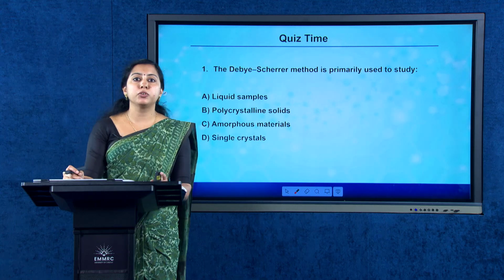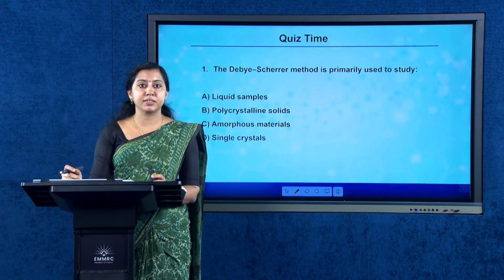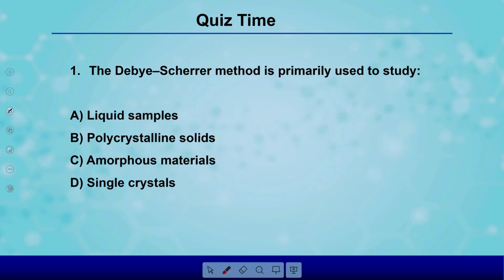So, before moving on to today's session, let's discuss the questions of the previous class. Let's begin with the first question. The Debye-Scherrer method is primarily used to study option A, liquid samples, option B, polycrystalline solids, option C, amorphous materials, and option D, single crystals.